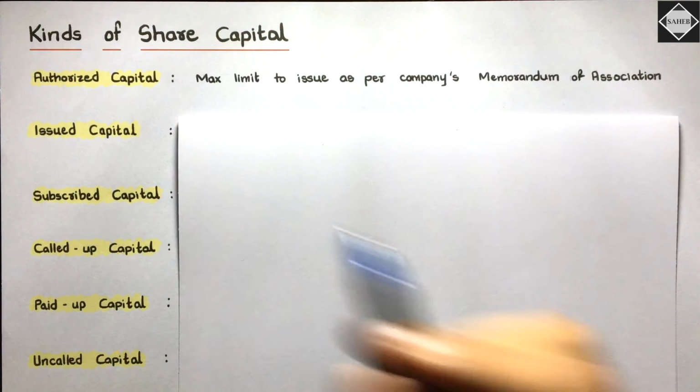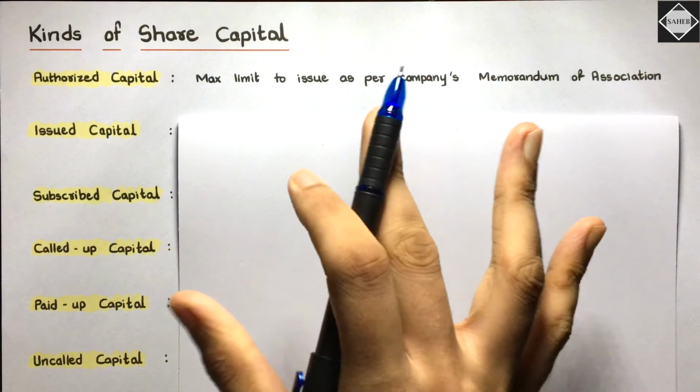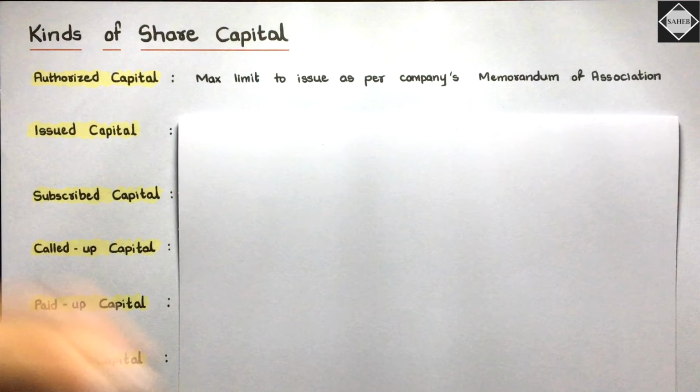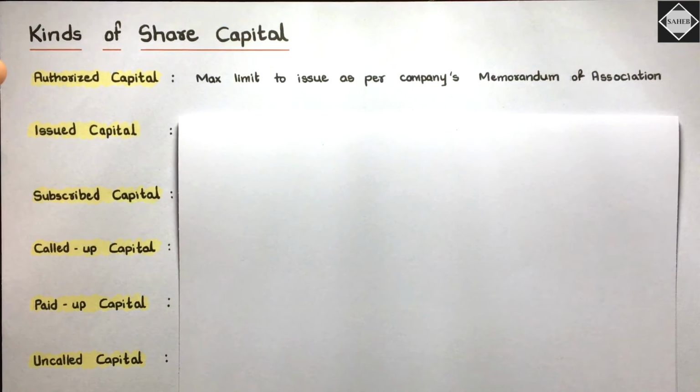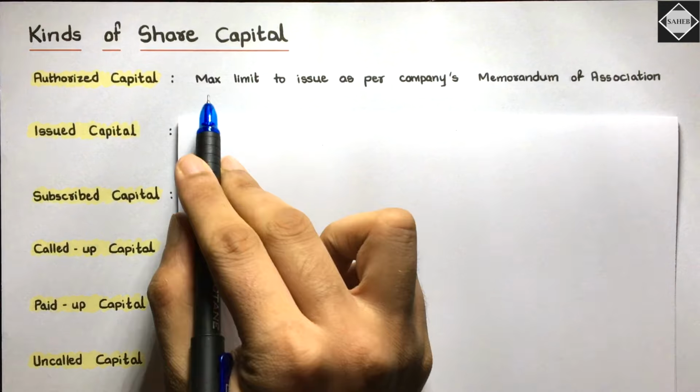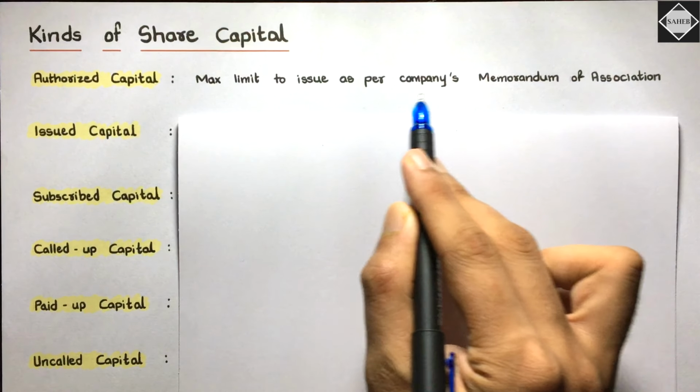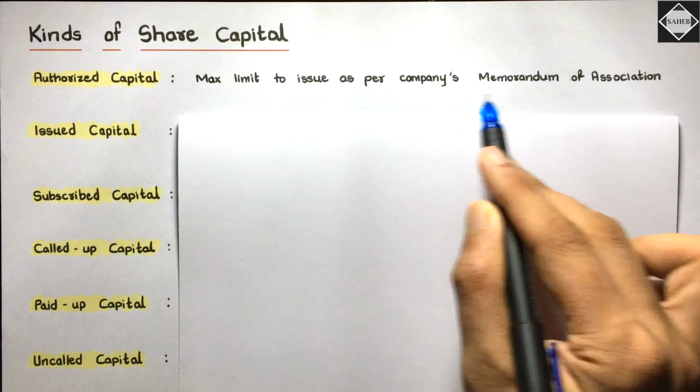Now see here we have kinds of share capital. Let's understand this. It's really simple. First one is authorized capital. Now authorized capital is not a capital only. It is just the maximum limit that we can issue as per the company's memorandum of association.